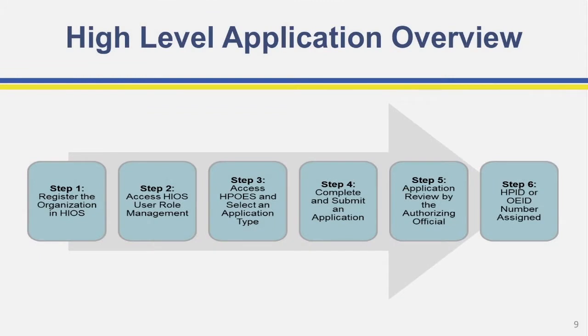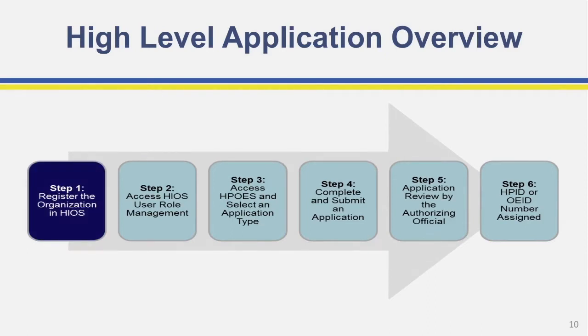Next, we'll provide a high-level overview of how to complete an OEID application. As you can see from the graphic on the screen, there are 6 different steps in the application process. Step 1, you register the organization. Step 2, you get access to the organization through user role management. Step 3, you select an application type. Step 4, you complete and submit the application. Step 5, the application is reviewed by the authorizing official. And Step 6, once the application is approved, the HPID number is assigned. Each step in the graphic will be highlighted as we walk through the process in greater detail.